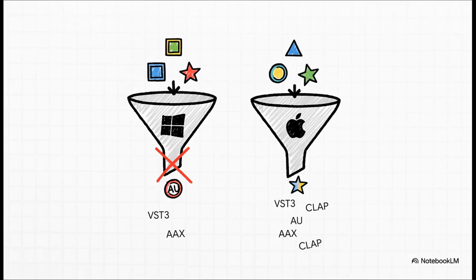First up, your operating system. Think of it like the first bouncer at the club. If you're on a Windows machine, you can immediately forget about AU. Just cross it off the list. That's an Apple-only party. Now, if you're on a Mac, you've got more options, but as you're about to see, you're not going to need all of them.